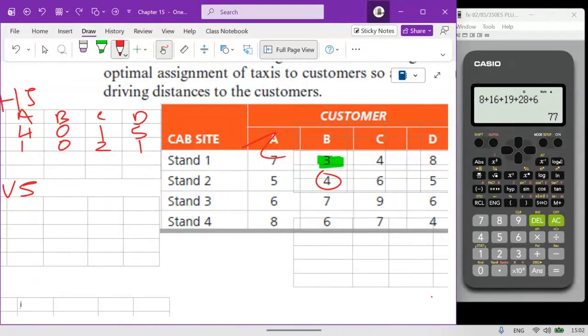6 minus, no, the smallest is 6. 6 minus 6, 0. 1 here, and then 2 there, and 0 again here. The smallest is 4. 8 minus 4 is 4. Minus 7 is 3. Hey man, am I crazy? Sorry. 6 minus 9 is supposed to be 3, not 2. Yes.